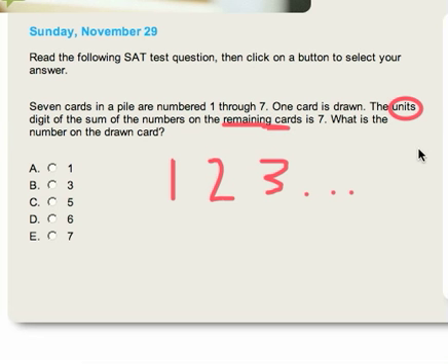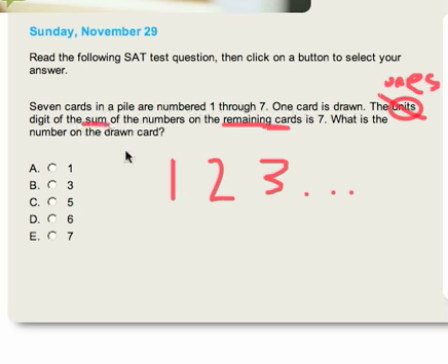Units is the same thing as the ones digit, right? So in a number like 101, the units digit is 1. 33, the units digit is 3. It's the same as the ones place. So if you want, you could even cross it out and write your own, just to remember, ones. That is the ones place. My mouse handwriting isn't that great, but you get the idea. So the ones digit on the sum of the numbers of the remaining cards is 7. What is the number on the drawn card?